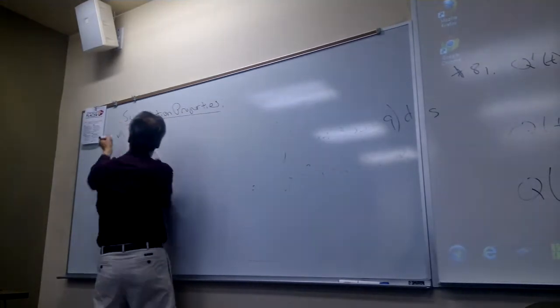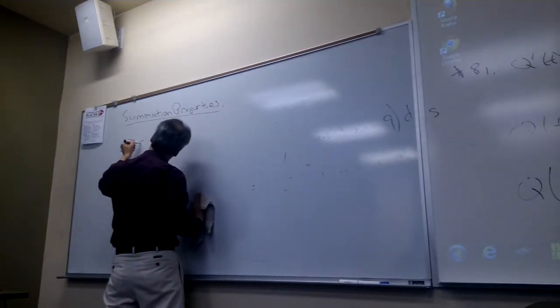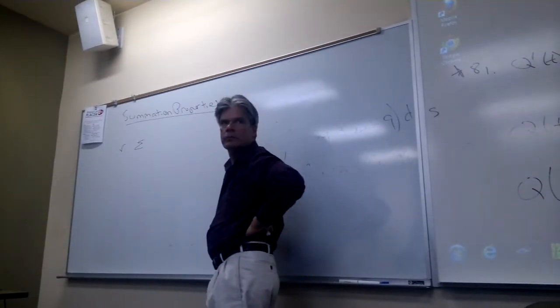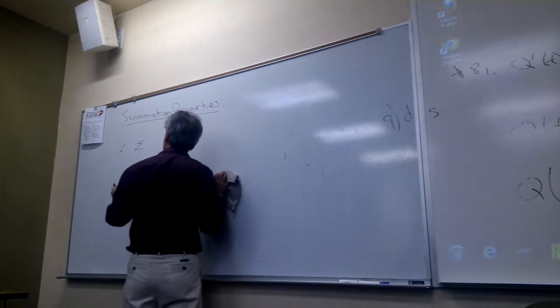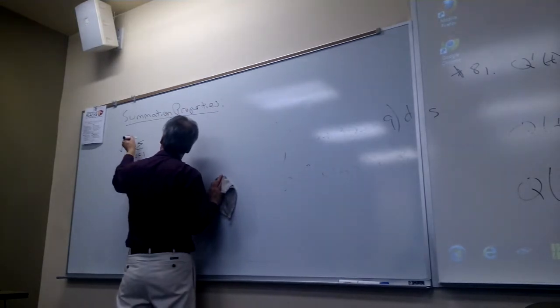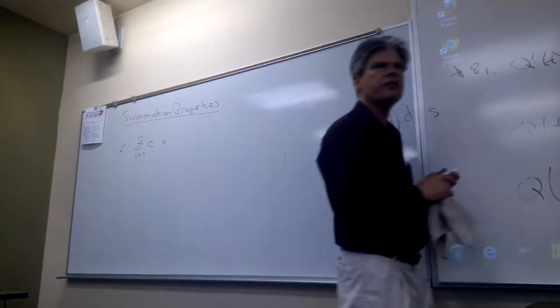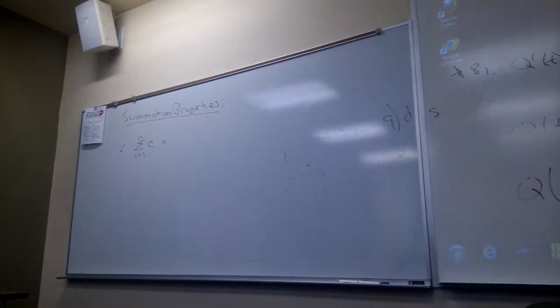So you guys, here I go. If I were to sum together, as I range from 1 to n, some constant c, when you look at that sum, what does that mean to you? You're multiplying c by n. Why? Because c is a constant, and you're adding it n times.